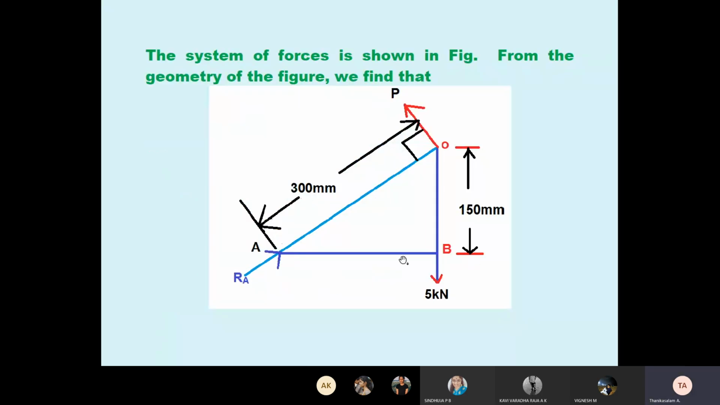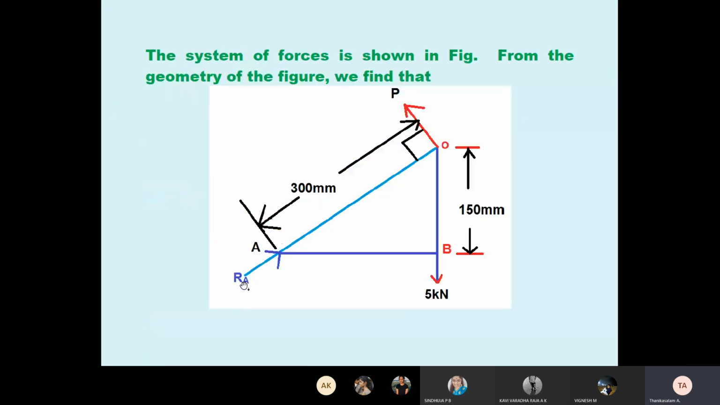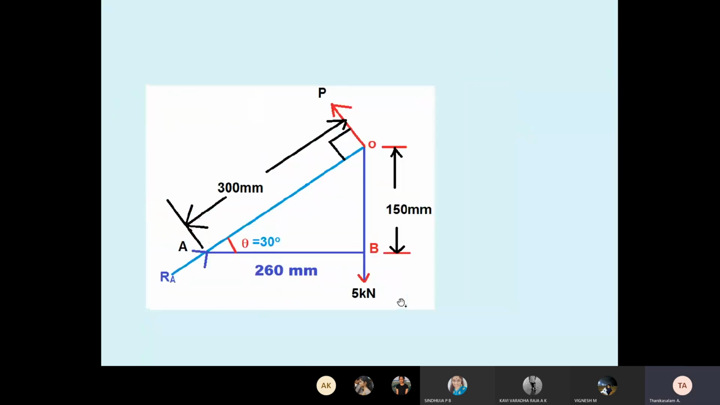So I want distance AB, because it is a rigid body. So AB equals square root of, I take BO squared to the other side, so finally AB equals square root of AO squared minus BO squared. Students, understand the minus here. Therefore, AO is how much? AO is 300 mm, BO is 150 mm. Therefore AB equals 260 mm. Now see the diagram. We got theta equal to 30 degree.